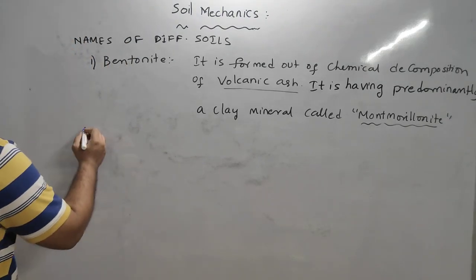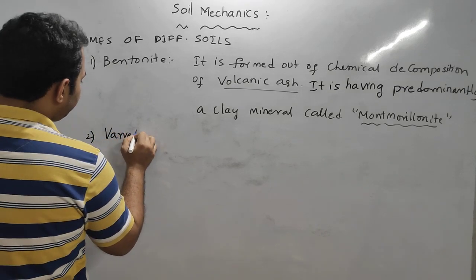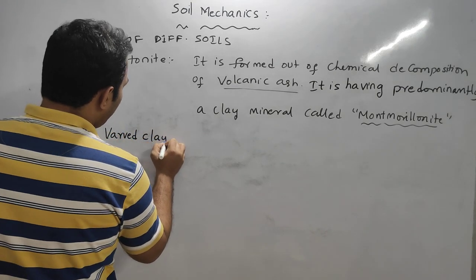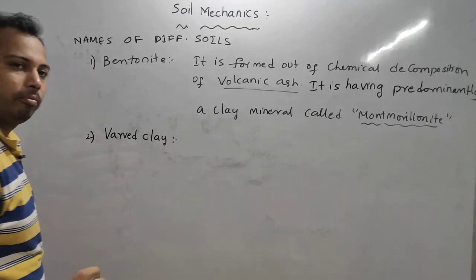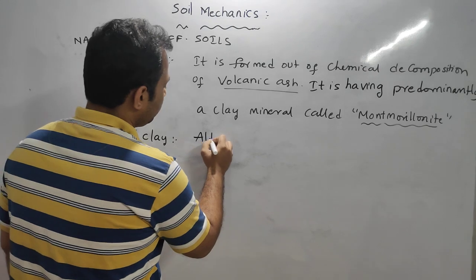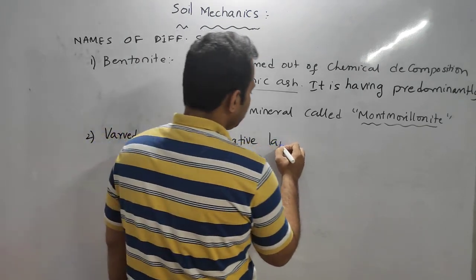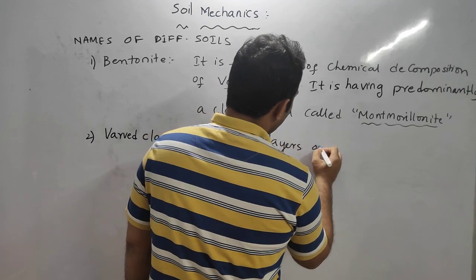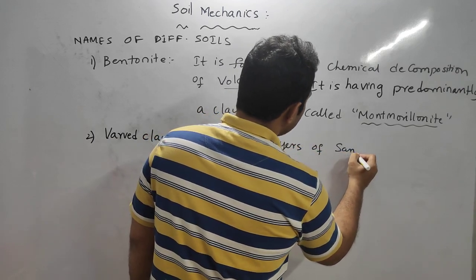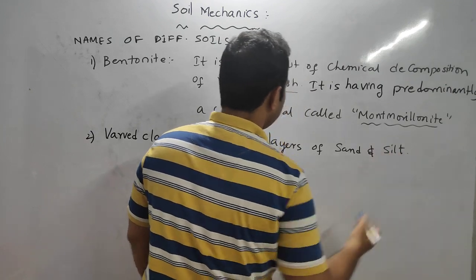Next is Varved clay. We have already discussed Varved clay. Briefly, I will write: alternative layers of sand and silt.